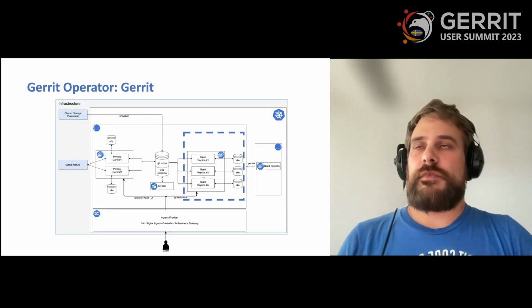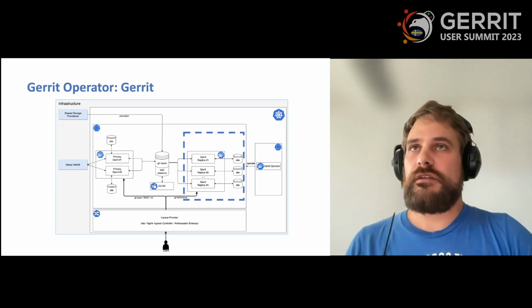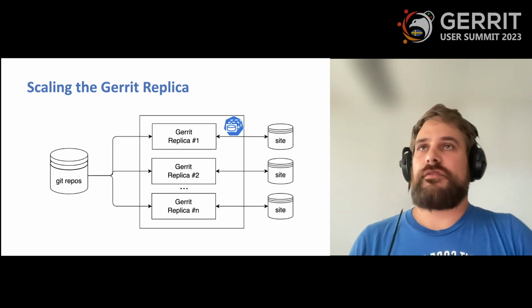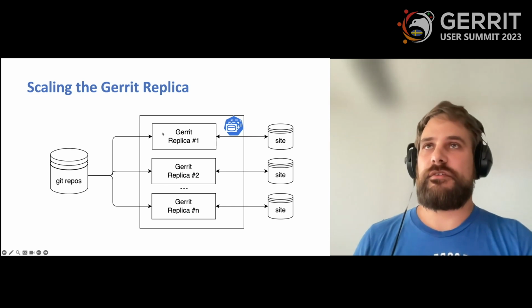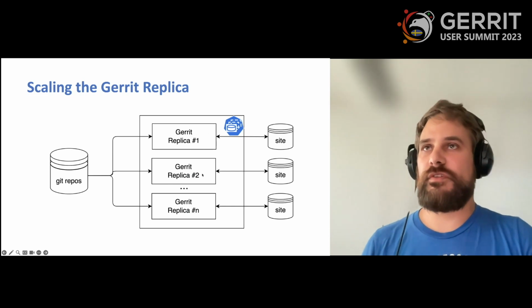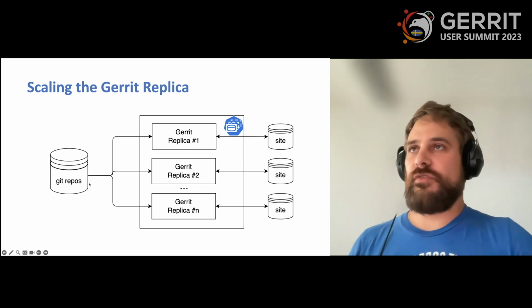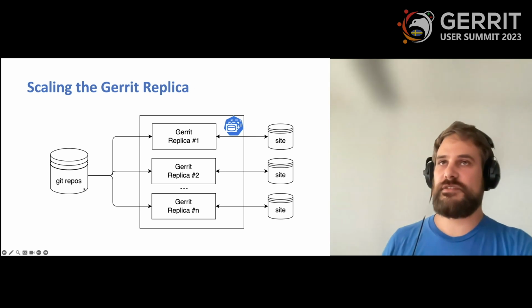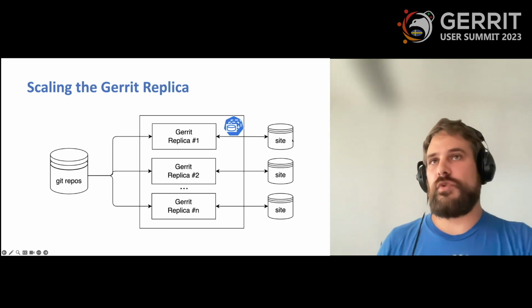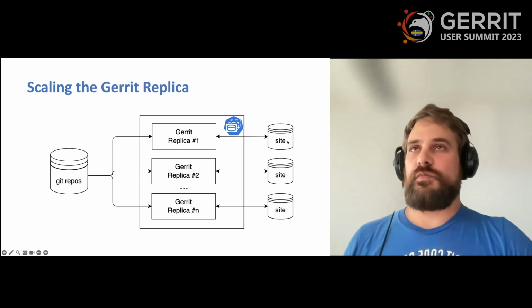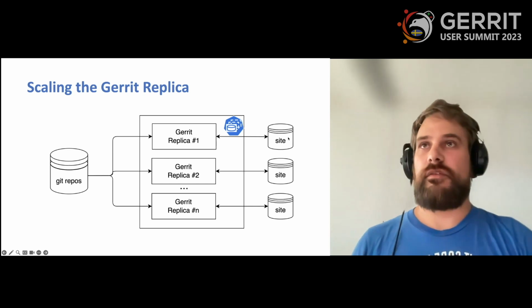So let me get into more detail on how the Gerrit replica looks in a Kubernetes cluster. Here, as I mentioned, we have a stateful set running multiple pods with the Gerrit replica inside. They all access the Git repositories via one shared file system, but all the other site components, like for example the groups index, are not shared, so each pod will have its own.